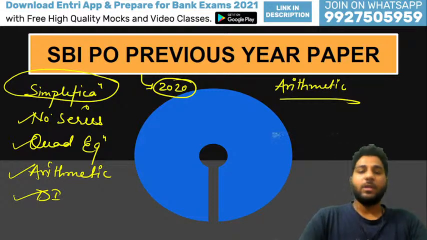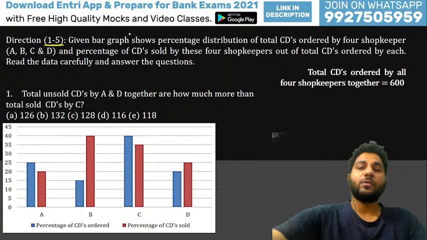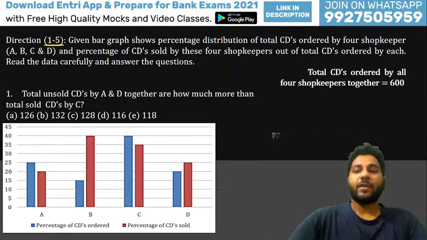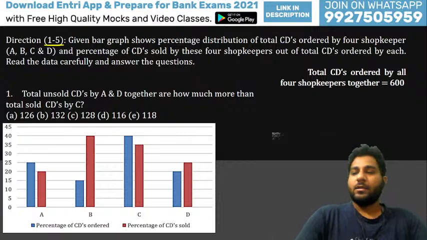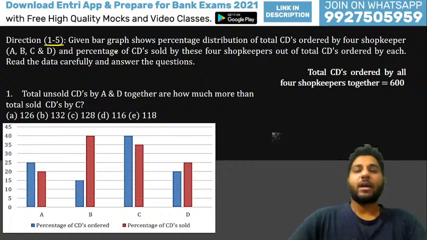I hope you all will enjoy the session. So let's start it. The first 5 questions belong to DI, and if you're doing DI perfectly, I'm sure you will be able to do that in a really good manner. So don't worry, and let's start the session. First of all you have to read the DI carefully. Look at this given bar graph, it's a bar graph DI. And 5 questions are there on the bar graph.